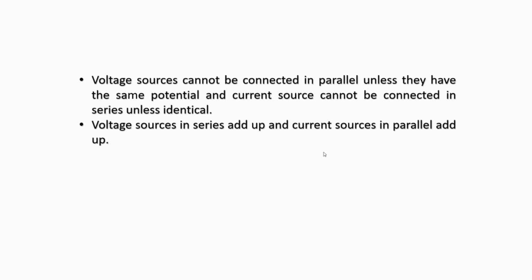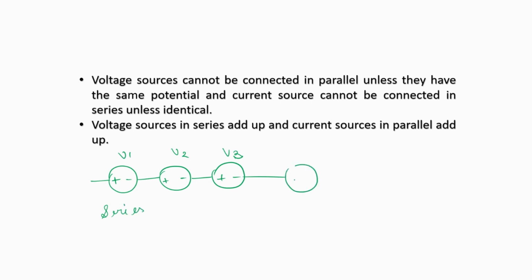The next 2 points need some discussion before we arrive at it. So consider that there are, say, three voltage sources that are connected in this manner. So say this is plus, minus, a plus, minus, and a plus, minus, and so on. So say this is V1, this is V2, and this is V3. So the three voltage sources are connected end to end. So they are said to be connected in series. Suppose I have another voltage source which is connected in this manner.